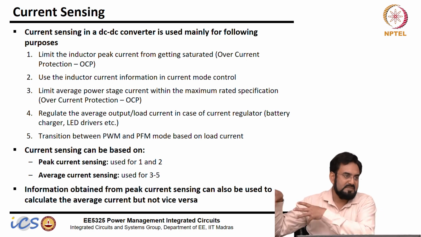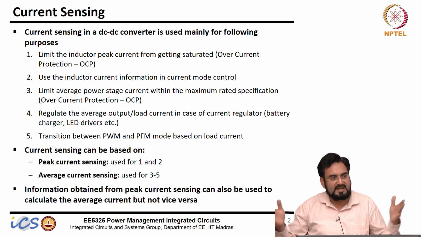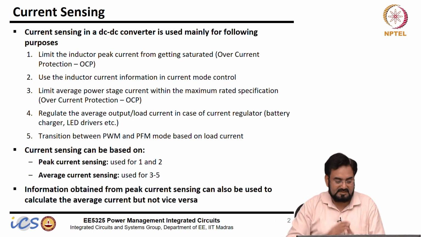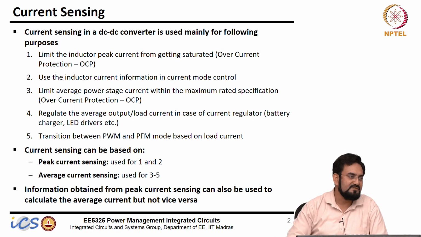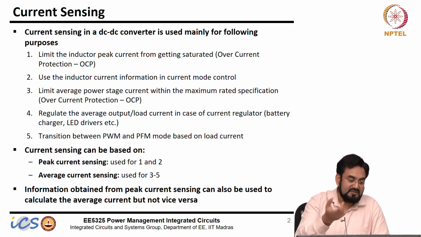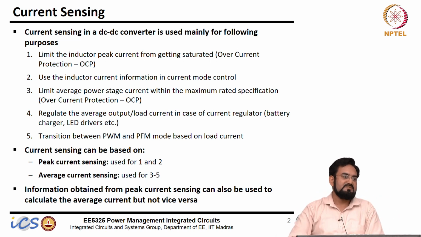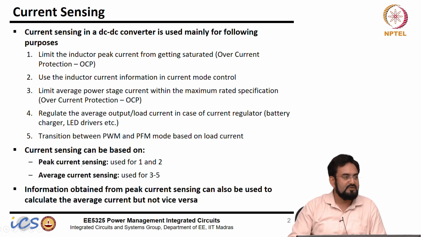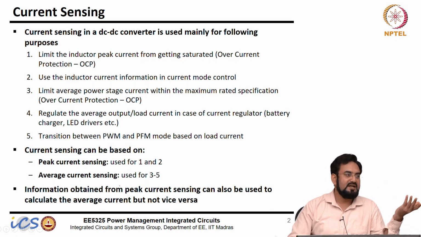So the average current is, as you can say, slower; you calculate the average over a few cycles. If you can do the cycle by cycle average, then it's also okay, but if you are looking for average information, then you can wait for certain cycles to get the average. But if you have peak current information, then you can right away get the average value within the same cycle. So if you have peak current sensing, then you can always get the average current, but if you have average current, then you cannot get the peak current right away, cycle by cycle.